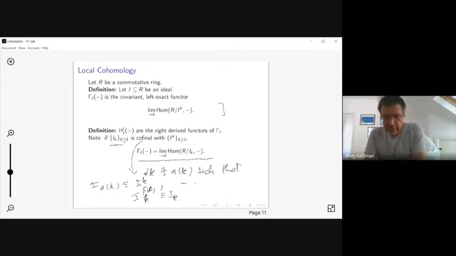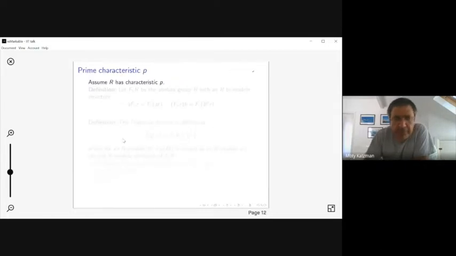Okay, so now we know, or at least we're supposed to know now, what local cohomology modules are. Let me tell you some things about characteristic P. There are some things we can do in characteristic P that we cannot do in general. And we can do these things because in characteristic P, if we raise a sum to the Pth power, we get the sum of the Pth powers. And what does that allow us to do?